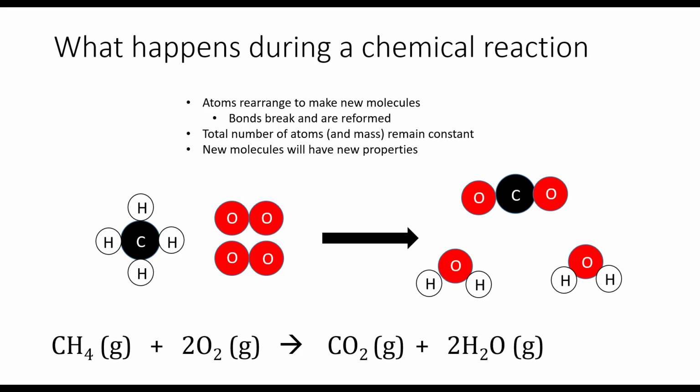The other thing that's important is that when we have these new molecules, we actually get new properties. So for example, you probably know that if you have O2, you can actually burn something. But if you have water vapor or if you have carbon dioxide, those two don't allow us to actually burn something. So again, we've rearranged these things to make new molecules which are going to have new properties.